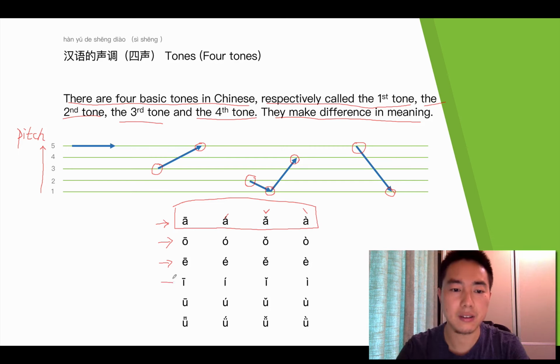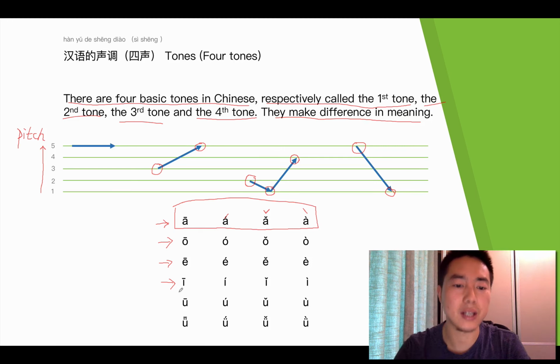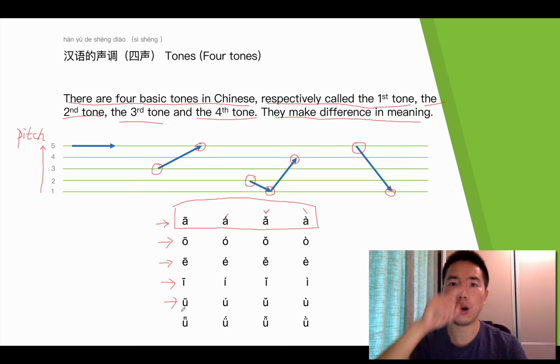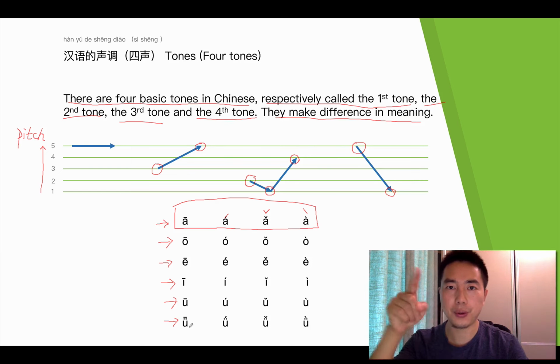Great. Now the fourth one is simple. It becomes i, with the 4 tones. Great. Now the fifth one becomes u. The sixth one is a little bit difficult for you guys, but you can try it. So it becomes ü with the 4 tones.